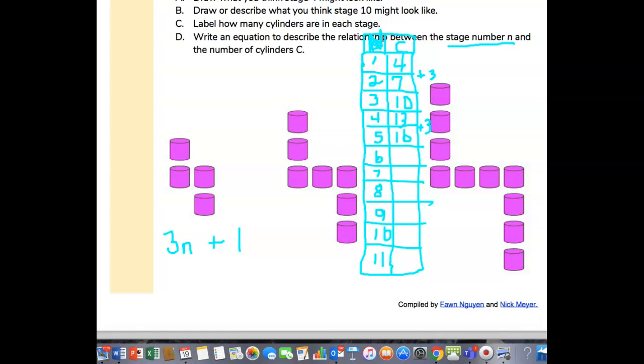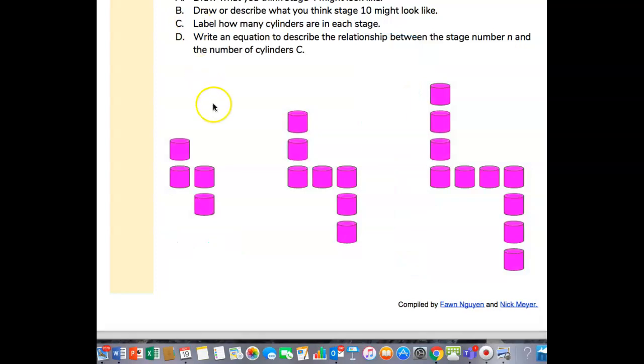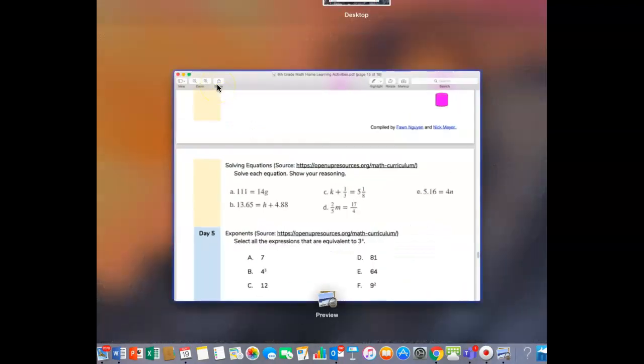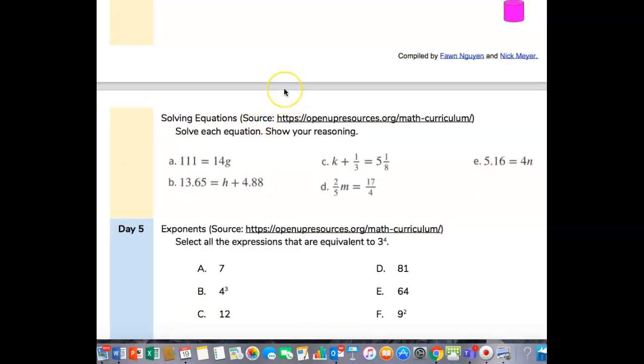All right, I'm going to erase this so I can move up. All right, so this says solve an equation. Solve each equation, show your reasoning. Okay, all right, so let's take a look. Okay, so this is multiplication. Remember, in an equation, we have to get the variable by itself. We're solving for the variable. Remember, that stands for a number, and we have to solve here for n, m, k, h, and g.